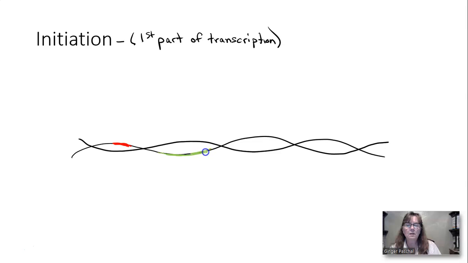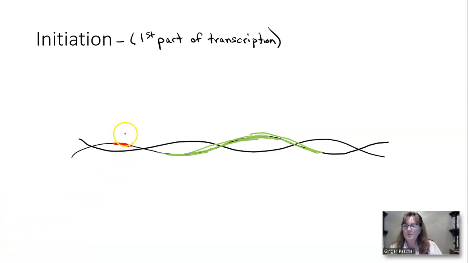It's kind of hard to see over the black, so what I'm doing is trying to color that in a little bit. So we have our gene. It's supposed to be a single line, but you get the idea. So this is our gene, and we've got our promoter.